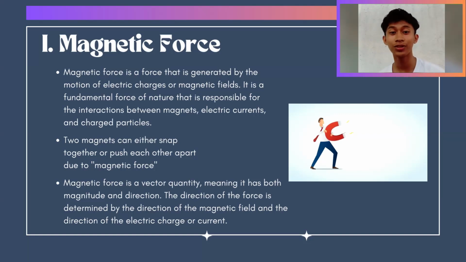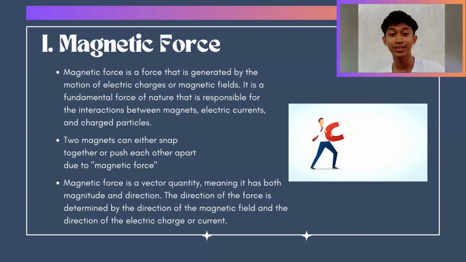If you remember our first topic, we tackled static electricity. Now, our topic here is current electricity, or the movement of electrons. There is a movement of electrons here, which are electrically charged particles. In static electricity, it is a point charge at rest. Now, in magnetic force, 2 magnets can either snap together or push each other apart due to magnetic force. So, that is what we call magnetic force.